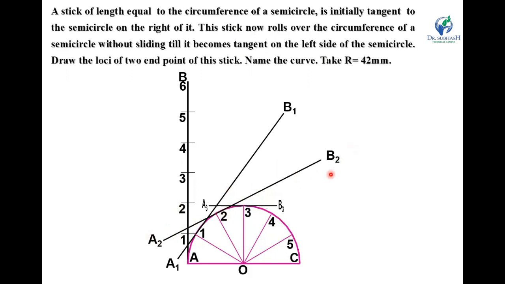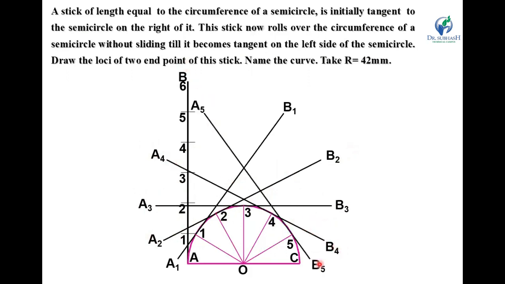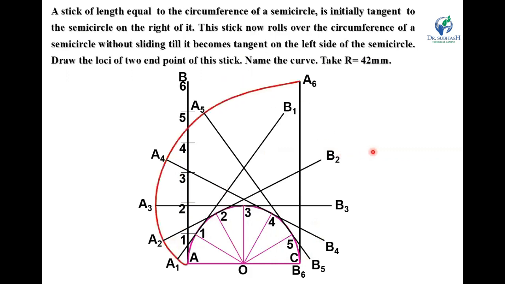Now similarly, the next position is A3, B3, so point 3 will match with this point 3. Similarly, you will get the positions A4, B4, A5, B5, and finally A6, B6. Now join all these points A1 to A6 and B1 to B6. So these two curves are known as involutes.